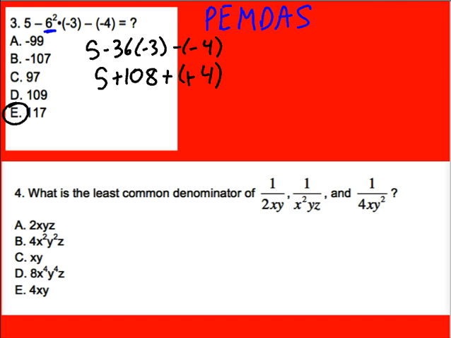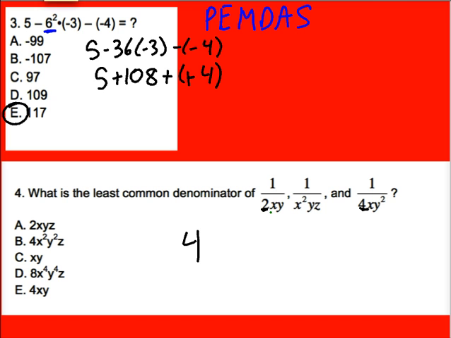Number 4, what is the least common denominator of those three fractions? To find the least common denominator, remember what that means is each piece has to have every piece from the denominators. So first I'm going to focus on the numbers. Between 2 and 4, I need to find the number that includes both of those. Since 2 already goes into 4, our common denominator between those two would be 4.